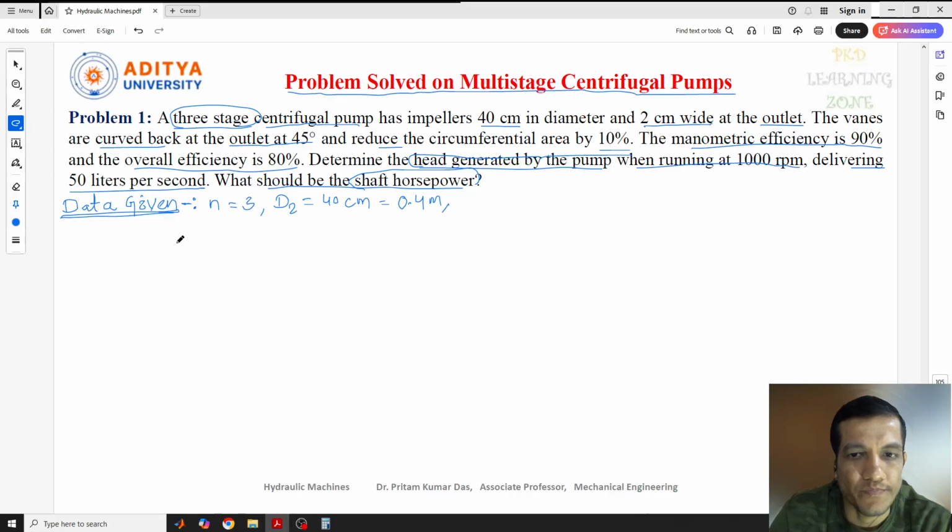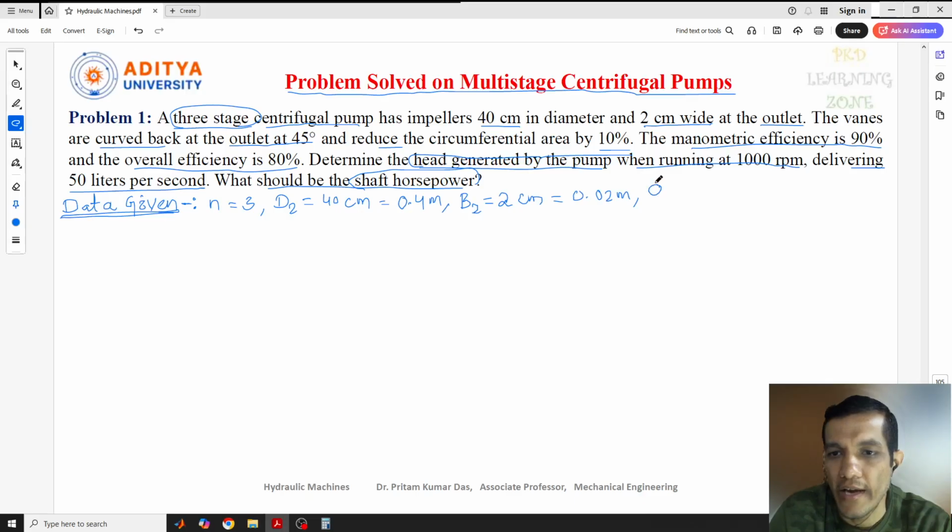So next one, let's write in this same line. This is B2. B2 is the width. So the width is 2 centimeter at the outlet condition. That means 2 centimeter width is there. We can again convert centimeter into meter, that is 0.02 meter. And the vane angle is given as curved back at the outlet condition. The vane angle we know is theta at inlet condition and phi at outlet condition. So phi is given as 45 degree.